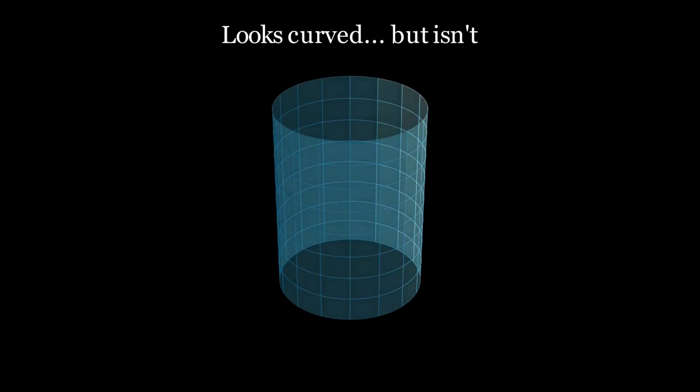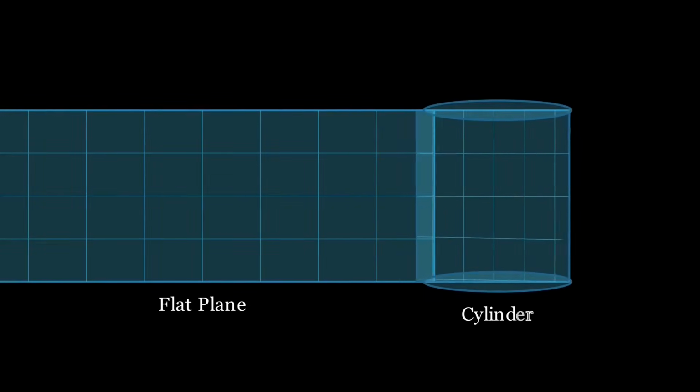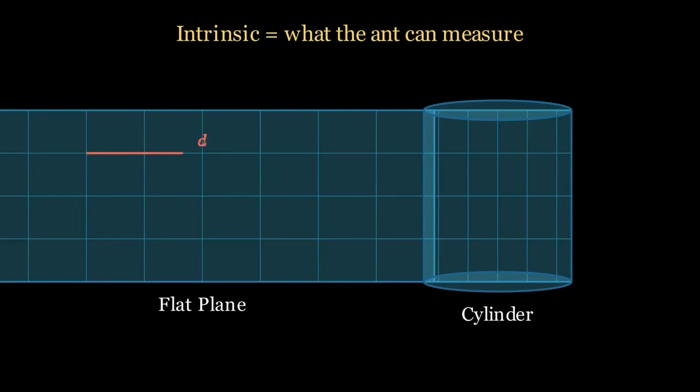A cylinder looks curved from the outside, but if you're an ant living on its surface, something surprising happens. When you parallel transport a vector around a loop, it returns unchanged. No rotation, no twist. The cylinder behaves like a flat plane. Here's why. The cylinder can be unrolled into a flat plane without stretching, tearing, or distorting any distances or angles. This means the ant cannot detect any curvature by measuring within the surface itself. Intrinsic curvature depends only on measurements you can make from inside.